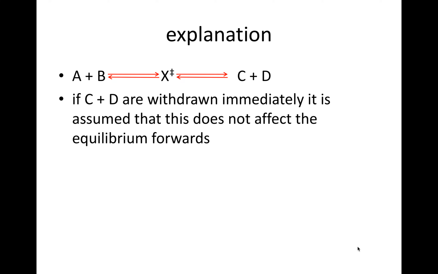For instance, A plus B is at equilibrium with X double dagger, which is at equilibrium with C plus D. If C and D are withdrawn immediately, it is assumed that this does not affect the forward equilibrium.